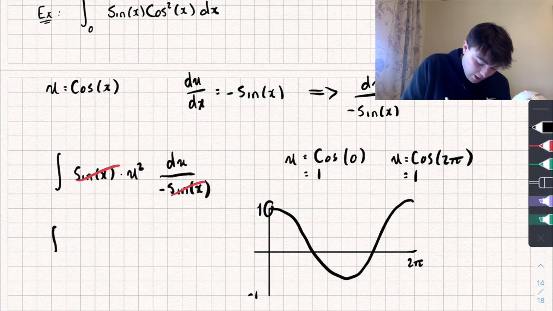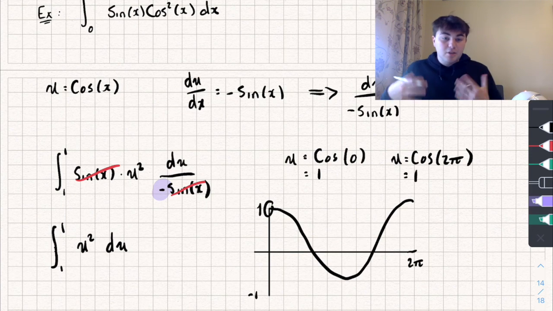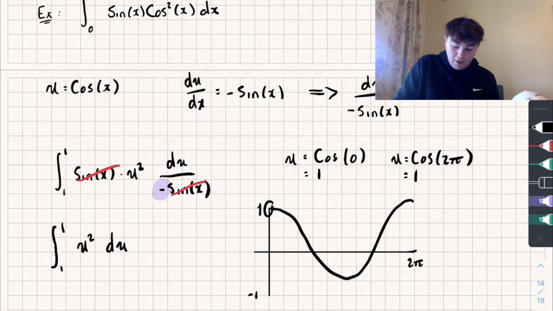And so we're calculating now the integral, let me write in the limits, between 1 and 1 of u squared with respect to u, and this negative 1 here on the denominator is a constant. I'm going to pull it out to the front of my integral. So we'll have negative integral between 1 and 1 of u squared with respect to u.